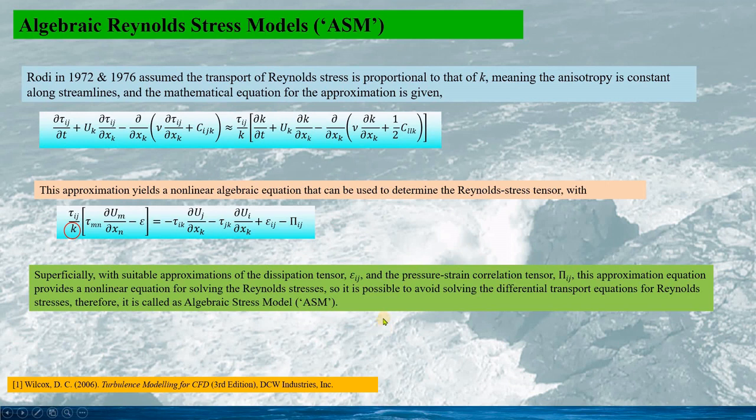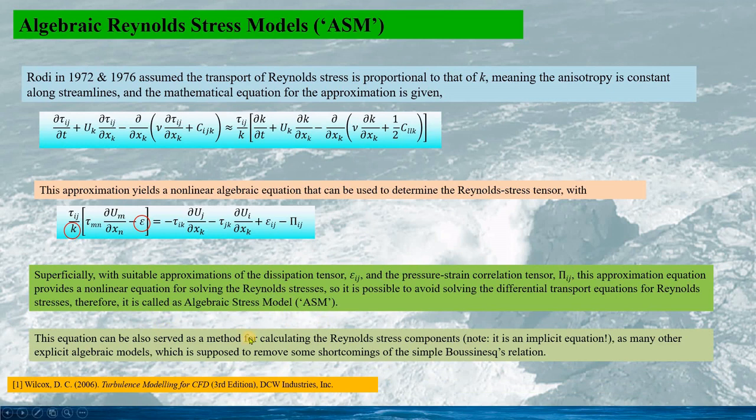However, to solve this nonlinear Reynolds stress tensor, we must specify the turbulence kinetic energy k and the turbulence dissipation rate epsilon. Therefore, this equation can be used for calculating the Reynolds stress components, like many other explicit algebraic Reynolds stress models, which could remove some shortcomings of the simple Boussinesq hypothesis.